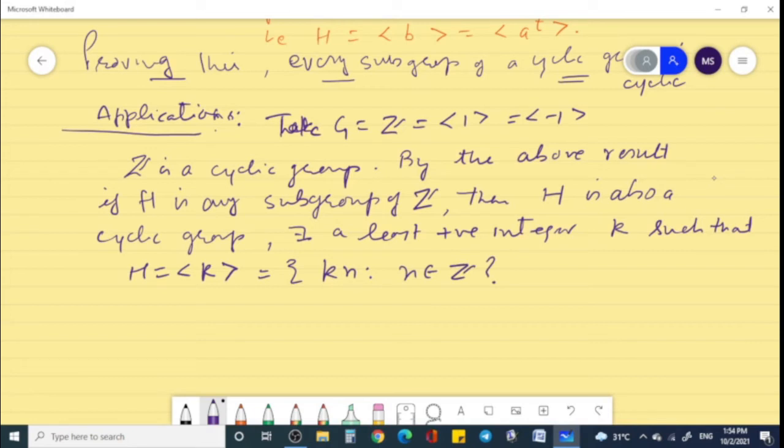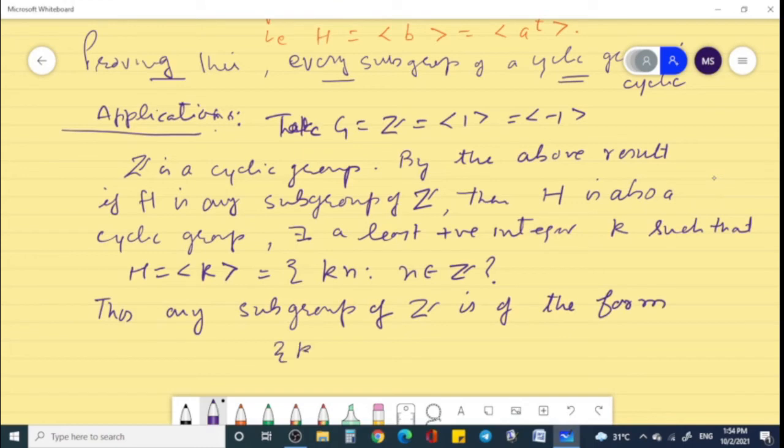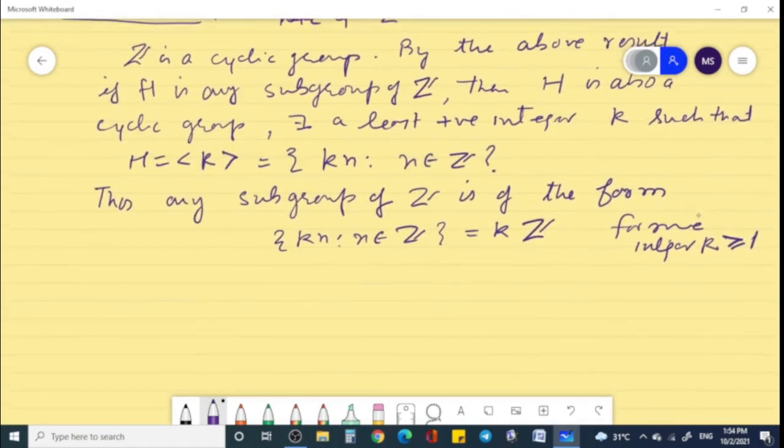So the structure of this: thus any subgroup of Z is of the form kn, and we write this as kZ for some integer k. If k is 1 in particular, that will be Z.